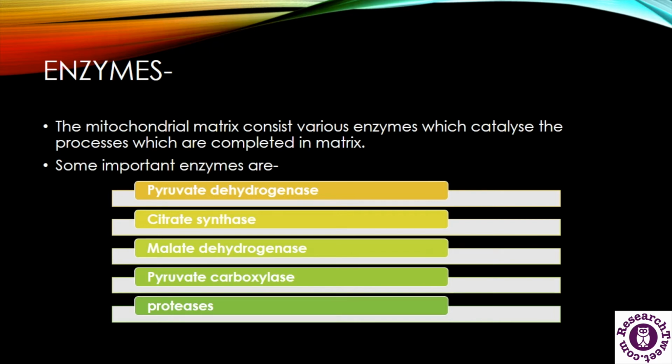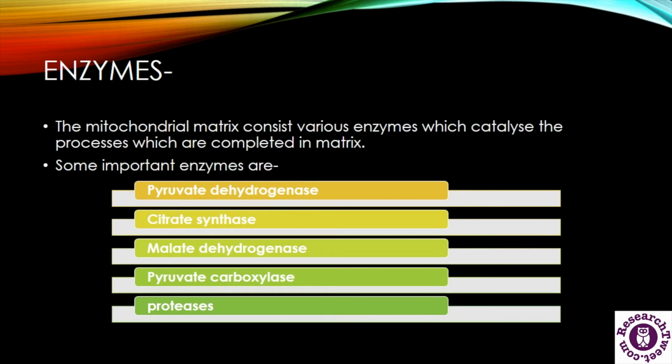Now the other component of the mitochondrial matrix is enzymes. We know that enzymes are biomolecules which are proteinous in nature, and they act as catalysts for different types of biological reactions. The mitochondrial matrix also contains different types of enzymes, and these enzymes are responsible for catalyzing the processes and reactions which are completed in the mitochondrial matrix. We know that there are mainly two pathways which are completed in the mitochondrial matrix, so they require different types of enzymes.